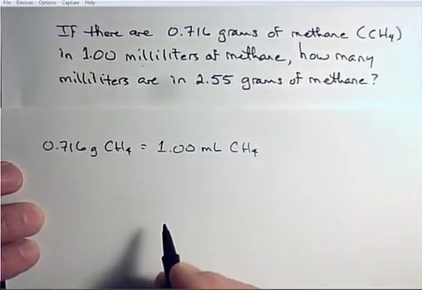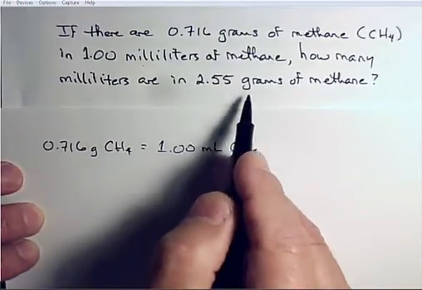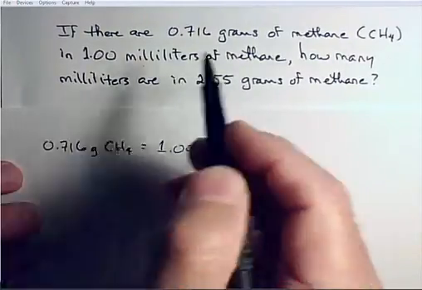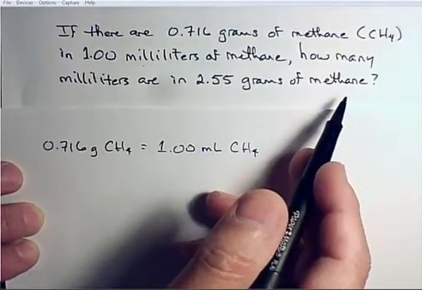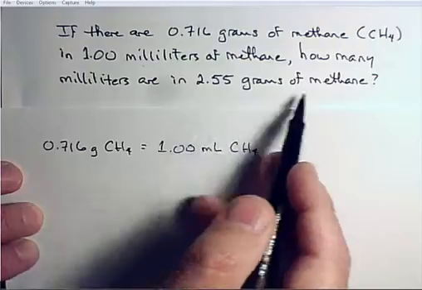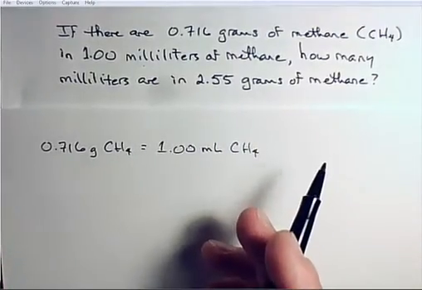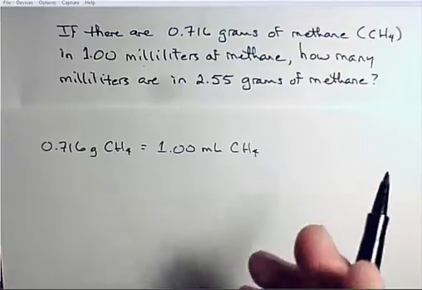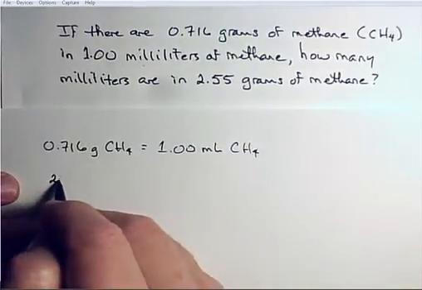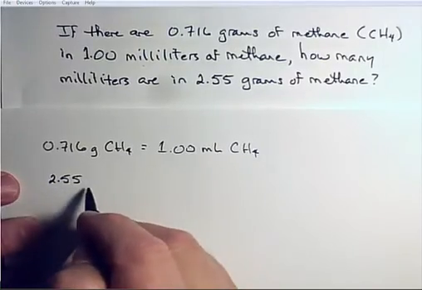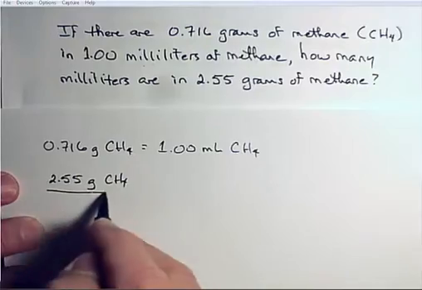Okay, and then the question is how many milliliters are in 2.55 grams of methane? So the starting amount here is the 2.55 grams of methane. We're trying to find out how much of this methane there is. We're not going to change the amount. We're only changing how we're measuring it. That's what this does. Okay? So we're going to take that 2.55 grams of methane, and we're going to put that over 1.